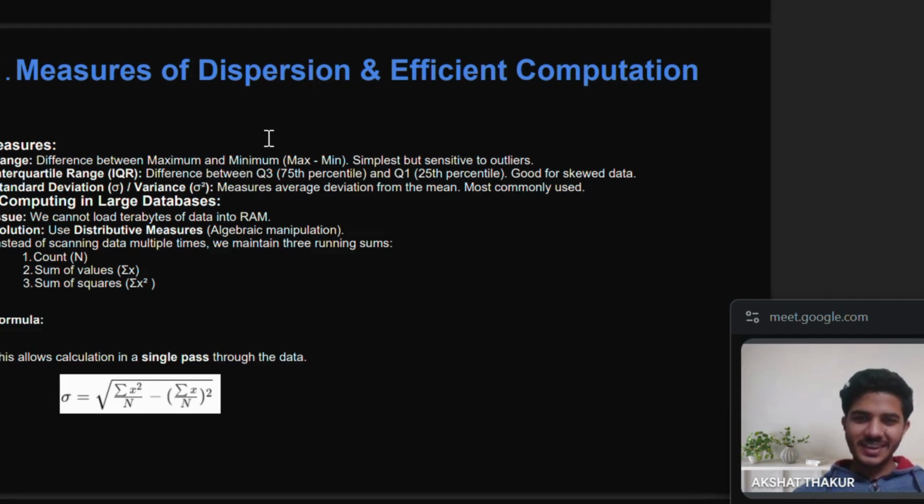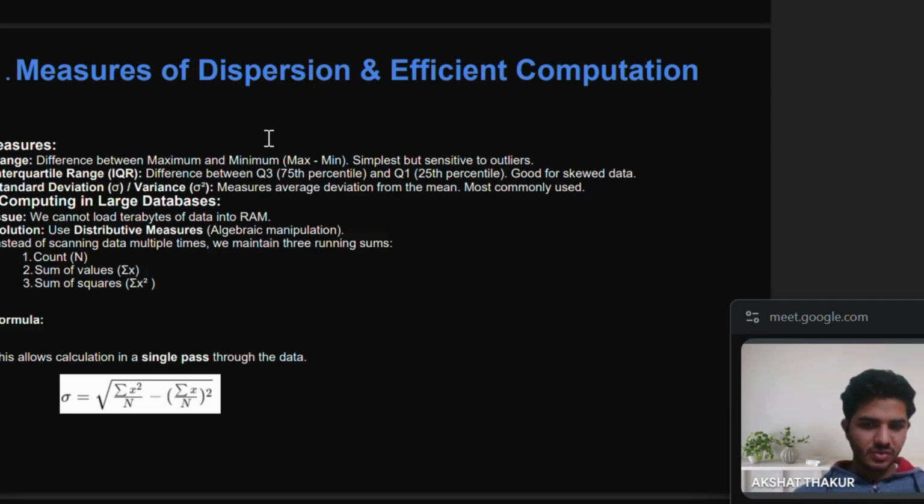Computing in large databases, the issue is that we cannot load terabytes of data into RAM. Solution: we use a distributive method, algebraic manipulation. Instead of scanning data multiple times, we maintain three running sums. First is count, second is sum of values, and third is sum of squares.